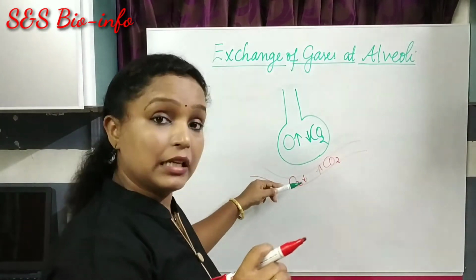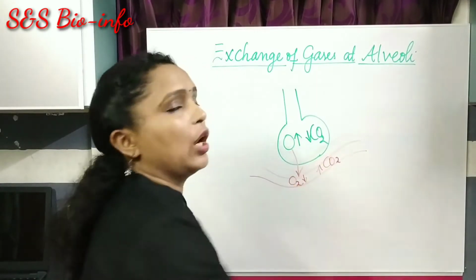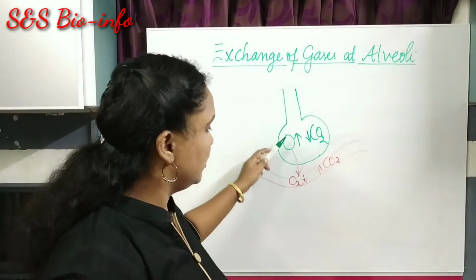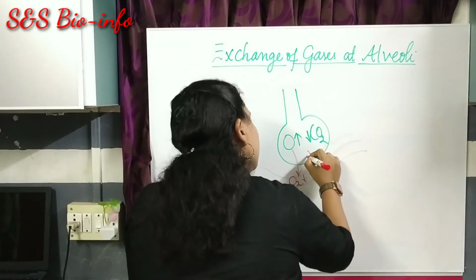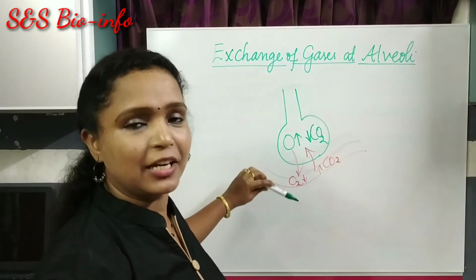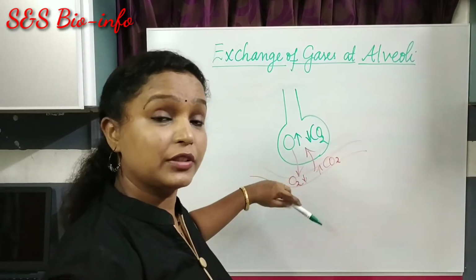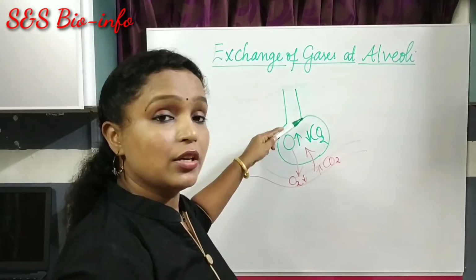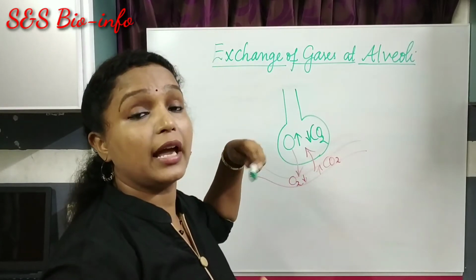Here, as oxygen is less in the blood, it moves from the higher region to the lower region. That means the oxygen diffuses into the blood, while the carbon dioxide diffuses into the alveoli. So here gaseous exchange takes place: oxygen into the blood, carbon dioxide into the alveoli, so that the carbon dioxide is released out at the time of exhalation.